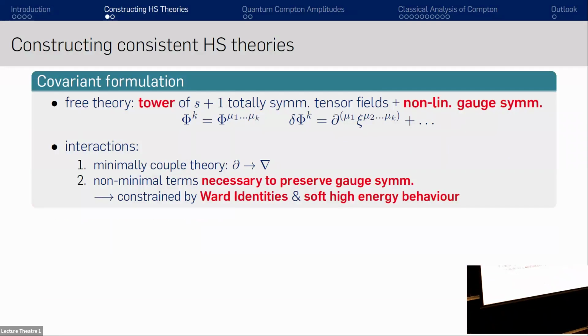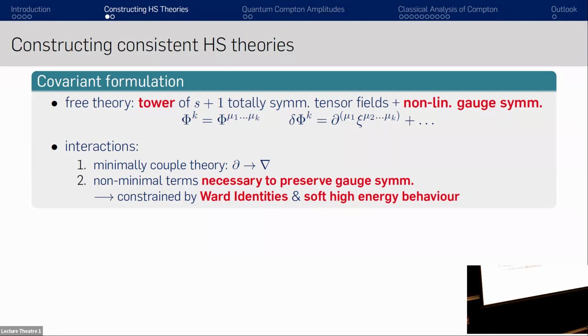So first I'll talk about constructing the higher spin theories, and there are two main approaches we use. The first is perhaps the most standard approach. You take a tower of totally symmetric tensor fields. And okay, if you have S+1 totally symmetric tensor fields, you have too many degrees of freedom.